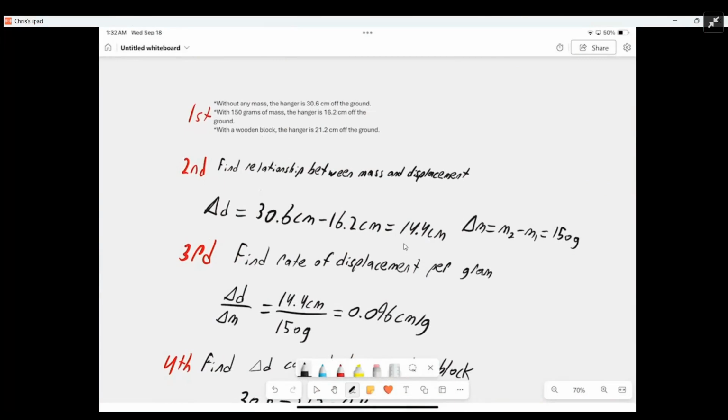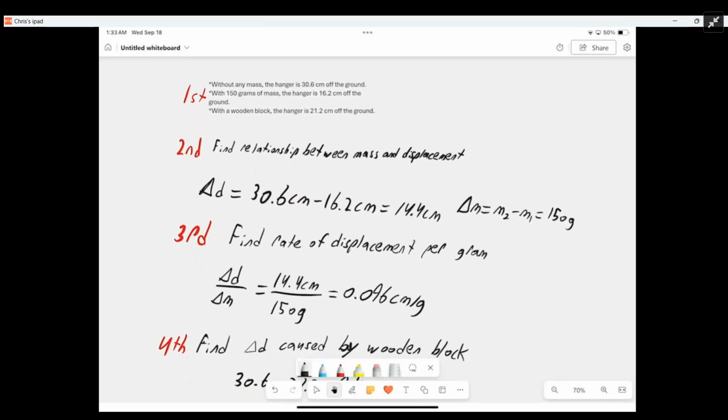Hey guys, so for the problem that the student is asking, we are going to approach it by first labeling everything that's relevant. So to start off with, we know from the problem that the hanger is 30.6 centimeters off the ground when no mass is attached, right? Secondly, we know that when 150 grams of mass is attached, the hanger is 16.2 centimeters off the ground.